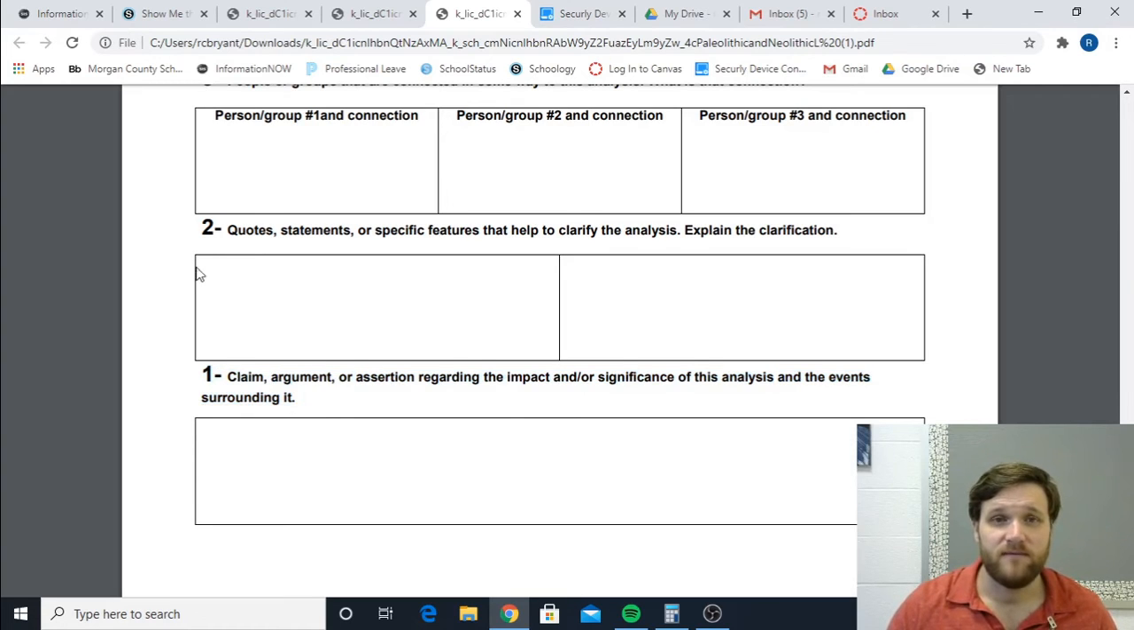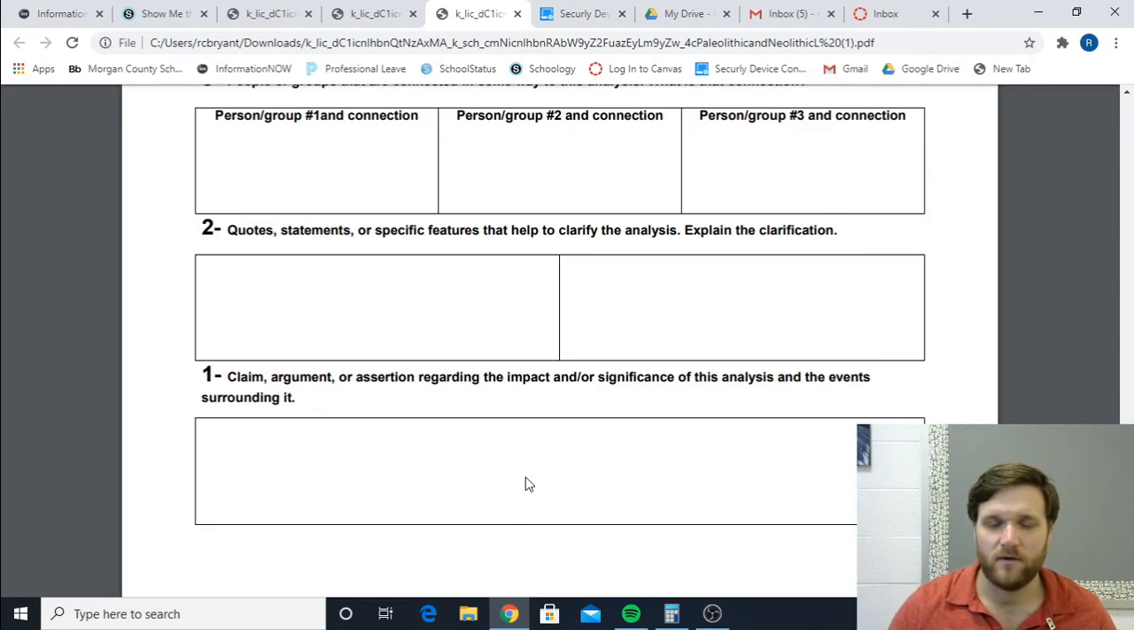Then give me 2 quotes that support this statement that you came up with down here. These just copy and paste from the text those quotes in this box. That's why they're quotes. Copy and paste them into this box. These are things that are going to clarify and show how you got to this result right here.